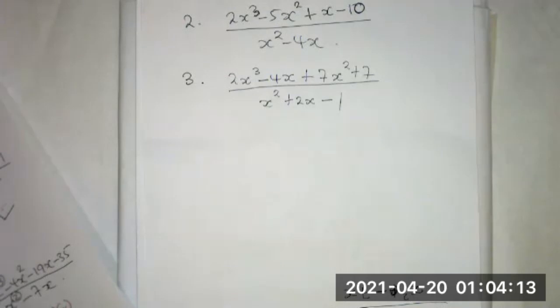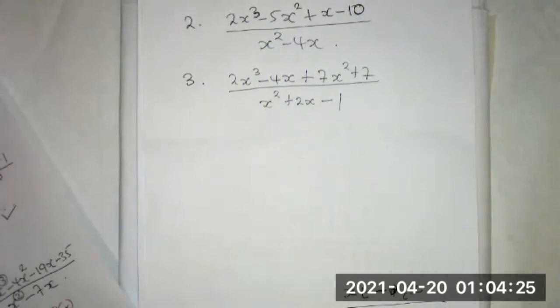You can see that the degree of the numerator is greater, so first of all, you need to perform long division, and then after performing long division, you write it in the form P of x over D of x is equal to Q of x plus R of x divided by D of x, and you deal with R of x divided by D of x.